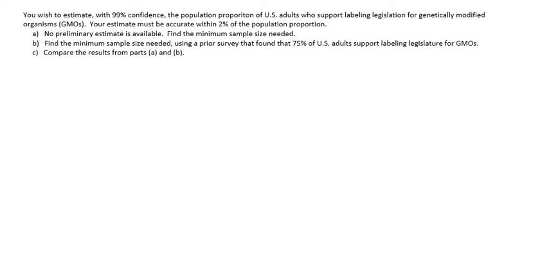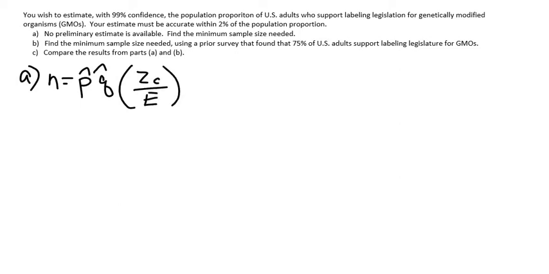For this question, we're going to use the formula n equals p hat times q hat times the critical score divided by E, all squared. When no preliminary estimate is available, we automatically assume that p hat and q hat are both equal to 0.5. Now let's figure out what our critical score is.